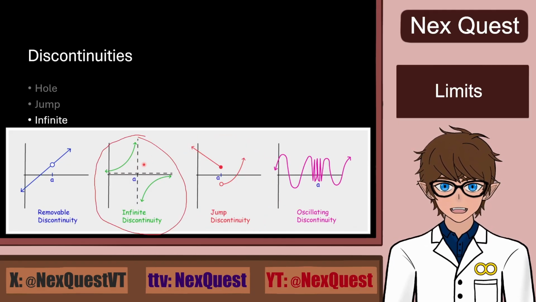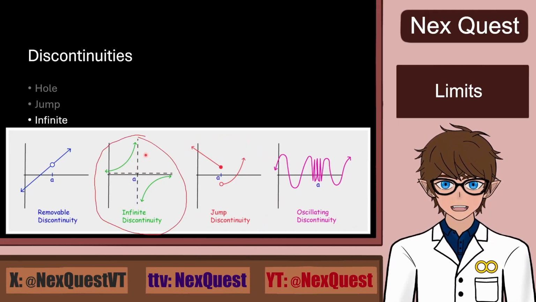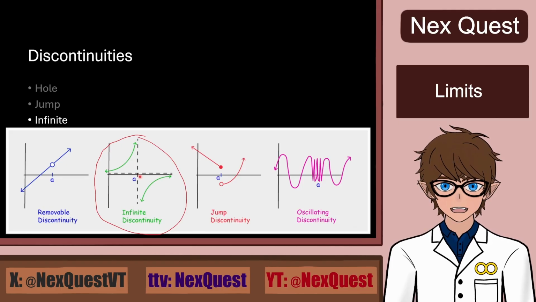And last that I cover is the infinite discontinuity, which is basically when the x value isn't defined as the graph goes to either or both infinities, like 1 over x for instance.